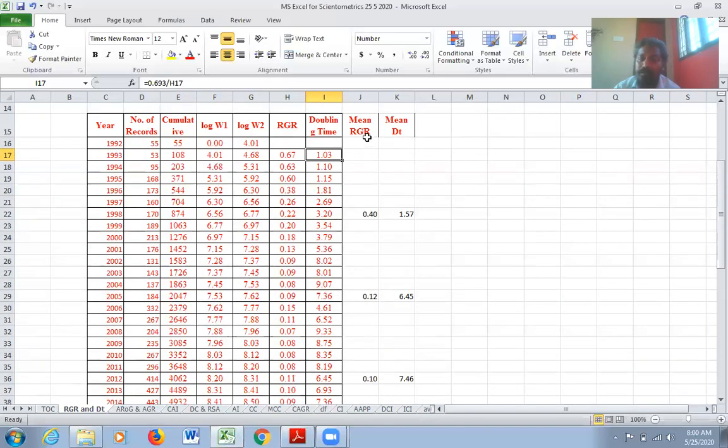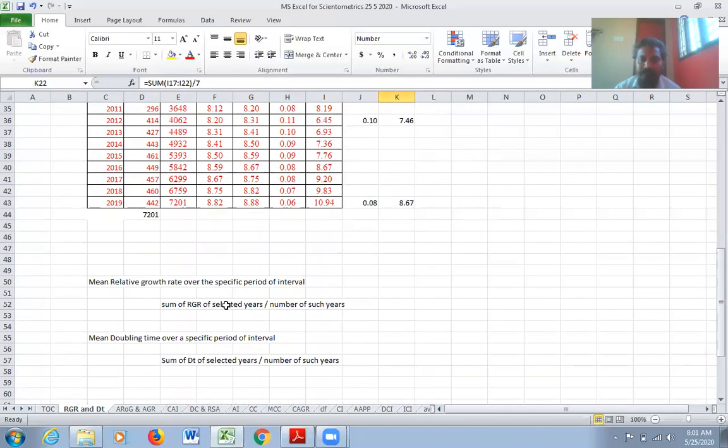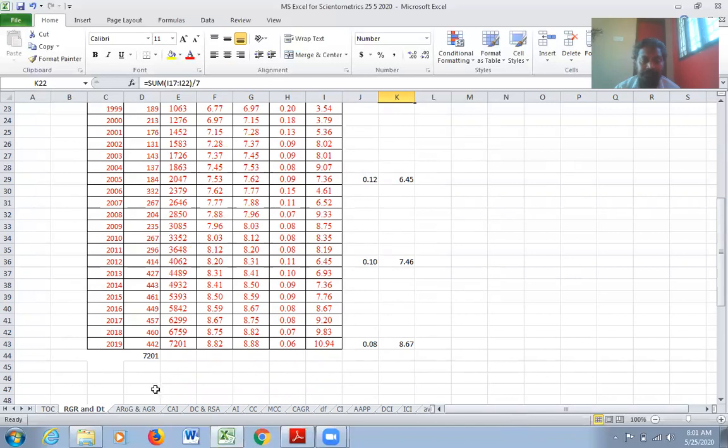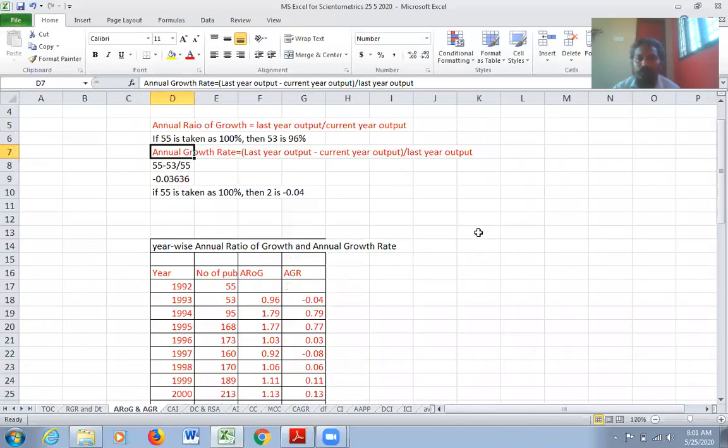And how to calculate mean relative growth rate is very simple. For example, you want to calculate mean RGR for the first 7 years. You total all the RGR divided by 7. Very simple. H17 to H20 divided by 7. That tells you the mean relative growth rate, and the same way the mean doubling time. And this is the formula to calculate mean relative growth rate and mean doubling time. This is the first indicator. Let me move on to the second one.